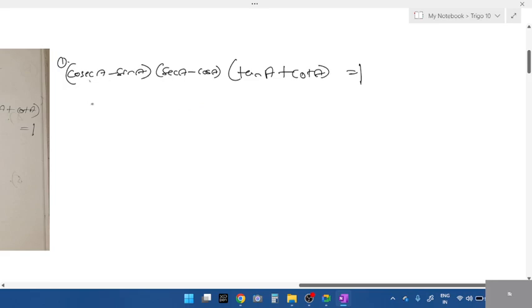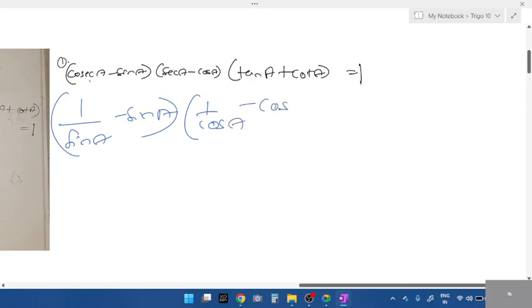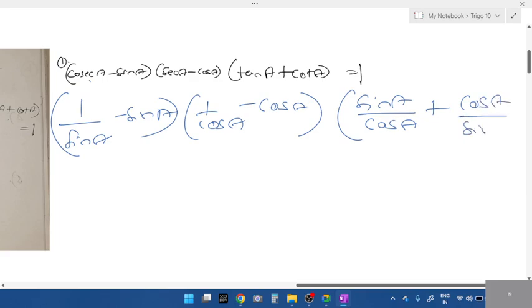Now, cosec A is given. Convert everything in terms of sine and cos. Cosec can be written as 1 by sin A, minus sin A. Next, sec can be written as 1 by cos A, minus cos A. Tan and cot can be written as sin A divided by cos A plus cos A divided by sin A. There is no square until now; we didn't get any square values. Next, take LCM. Look, the denominators are different. When denominators are different, cross multiply.